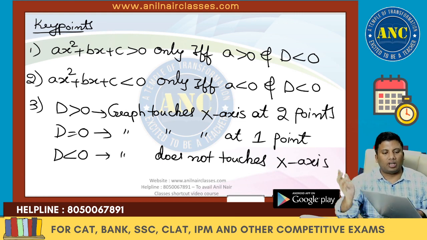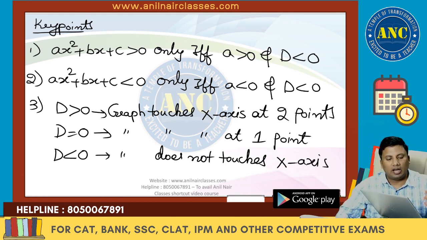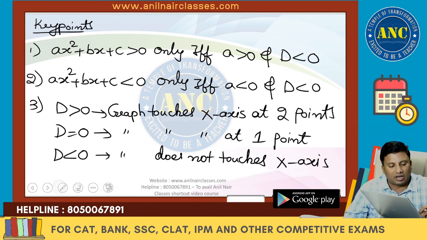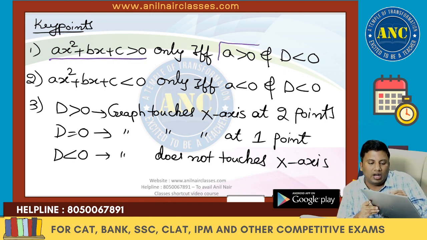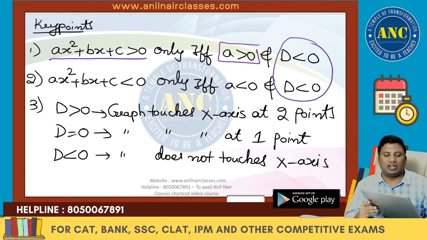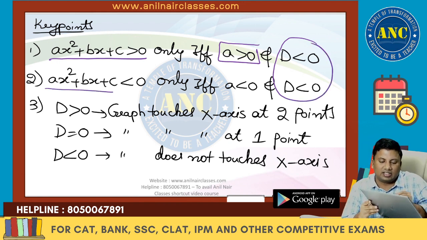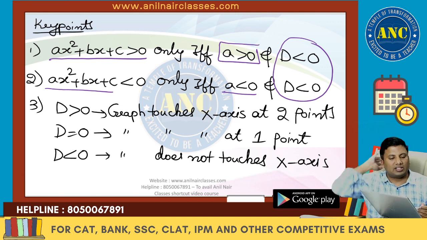Please make a note of these important points, sir. All the problems are based on these very important points. See here, the expression will be greater than 0 only if A is greater than 0. In both the cases, D will be less than 0. The expression is less than 0 only if A is less than 0.